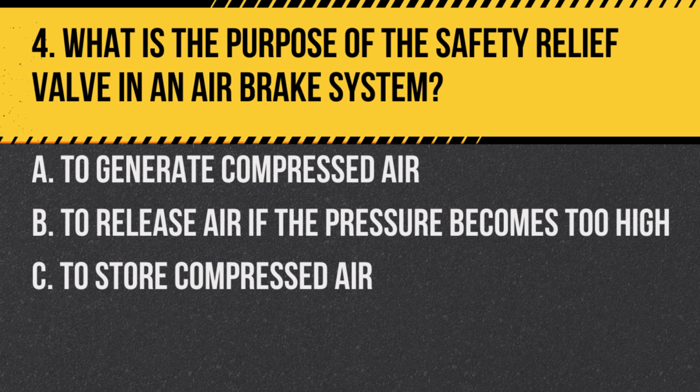Question 4. What is the purpose of the safety relief valve in an air brake system? A. To generate compressed air. B. To release air if the pressure becomes too high. C. To store compressed air. Answer. B. To release air if the pressure becomes too high. The safety relief valve is designed to prevent overpressurization of the air tanks.